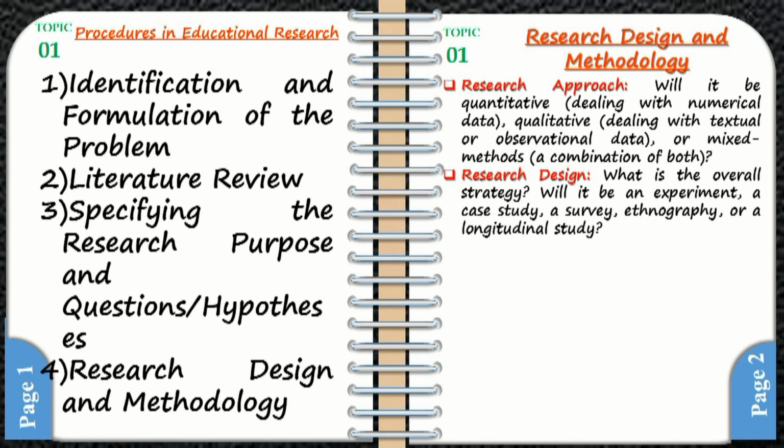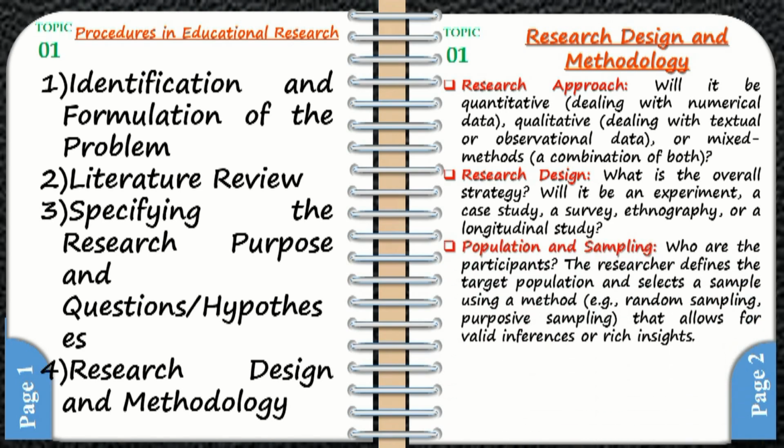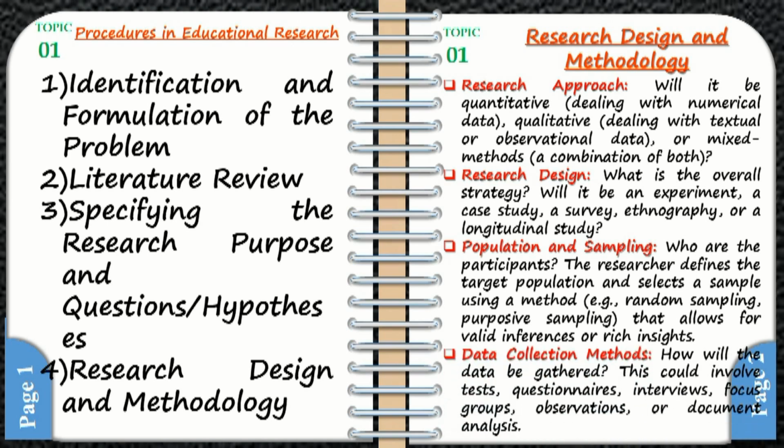Also, the researcher has to make a decision about the population and sampling. Who are the participants in the study? The researcher refines the target population and selects a sample using a method, either random sampling or purposive sampling, that allows for valid inferences or rich insight into the population. Then, which methods are going to be used for data collection? This could involve tests, questionnaires, interviews, focus groups, observation, or document analysis.